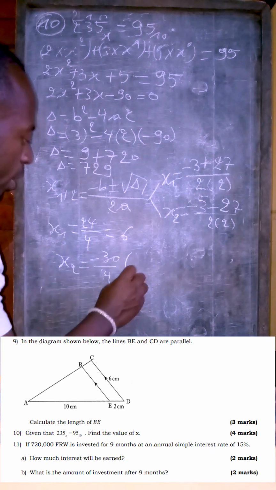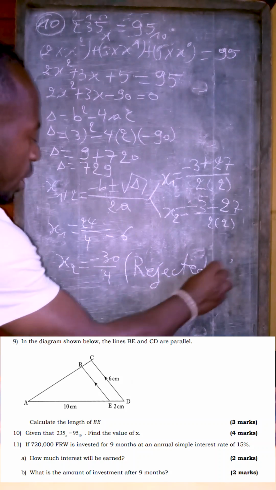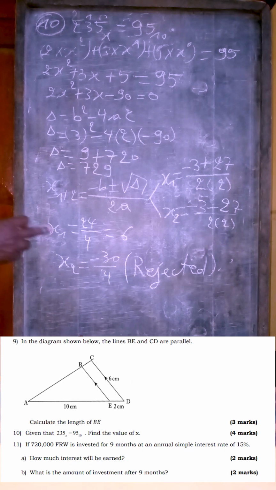That's why we have to write rejected here, rejected, and the real value of x, because the base always must be positive. The real value of this x is 6. Base x is base 6. This is the solution for our question number 10.